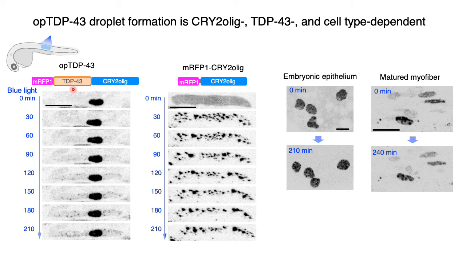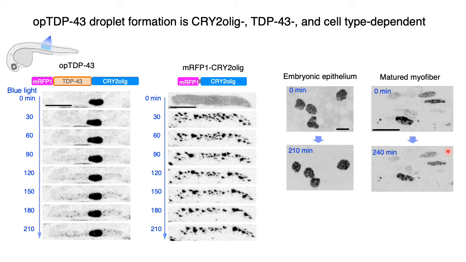And also we would like to mention that we have done the same set of experiments in the epithelial cells and matured myofiber, but we didn't see light-dependent OP-TDP-43 droplet formation, suggesting that the cytoplasmic droplet formation is a cell type dependent phenomenon.